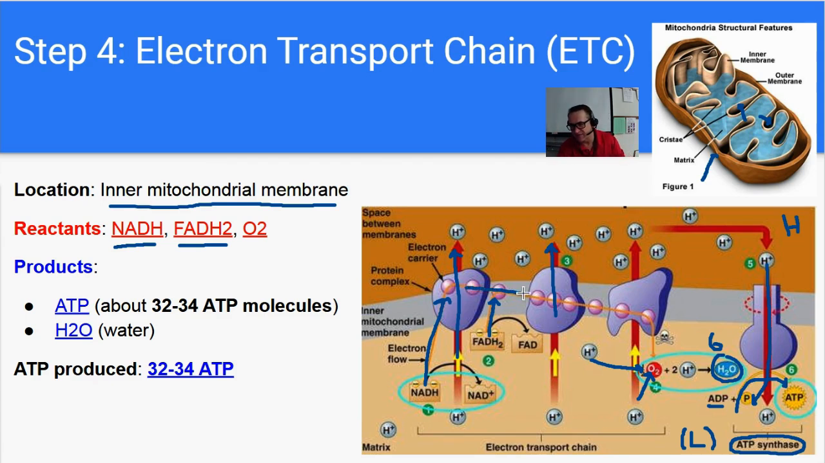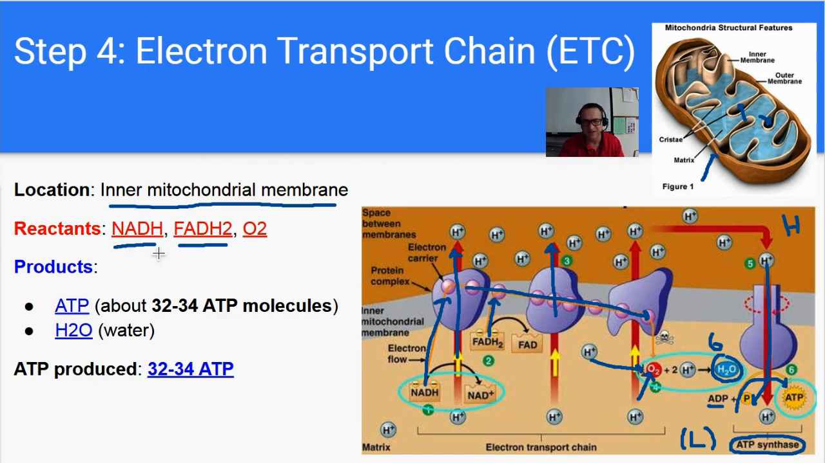These electrons move down the chain, and eventually they've got to go somewhere. We can have a pile of electrons over here. That's where oxygen comes in. That's why we've got to breathe oxygen. Oxygen says, thank you, I'll take those electrons. I'll grab a couple hydrogens, and now I'm H2O. I'm water.